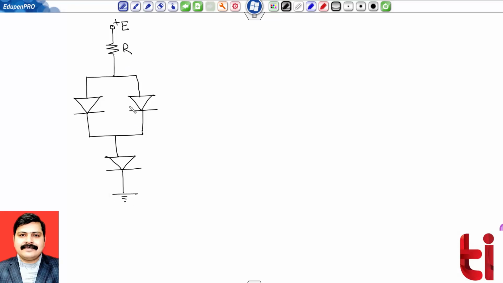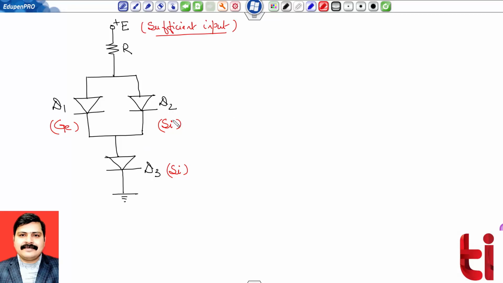This is the load resistance R, with diode D1, diode D2, and diode D3. Suppose diode D1 is made of germanium, diode D2 is made of silicon, and diode D3 is also made of silicon. The interesting part here is that you can check two diodes of different material. Diode D1 is germanium, D2 is silicon. Both are connected in parallel and their cut-in voltages are different.